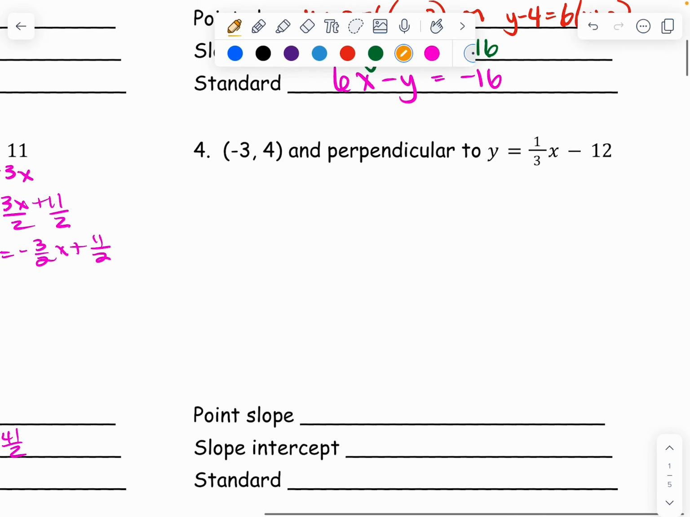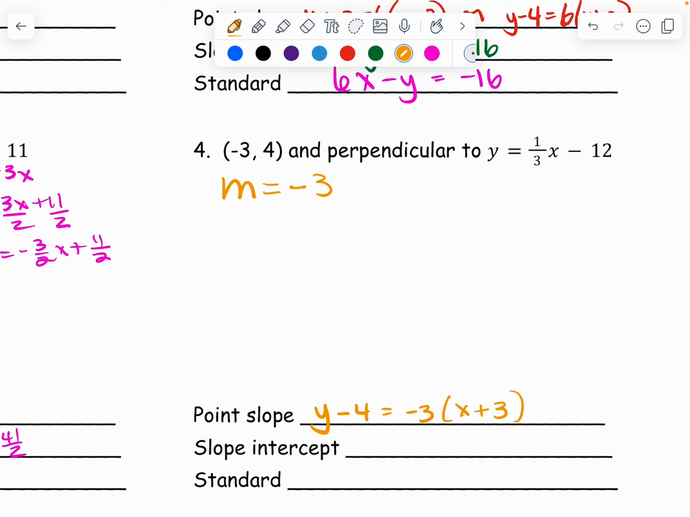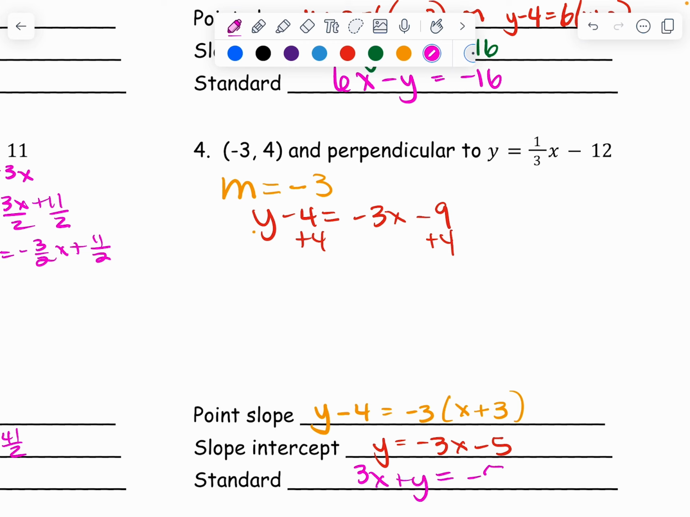This one, perpendicular. That means my slope is the opposite reciprocal. So that means I'm going to get negative 3. So y minus 4 equals negative 3 times the quantity x plus 3. I'm going to multiply that through. So I get y minus 4 equals negative 3x minus 9. Add 4 to both sides of the equal sign. Get y equals negative 3x minus 5. Then move that negative 3x to the other side and get 3x plus y equals negative 5.